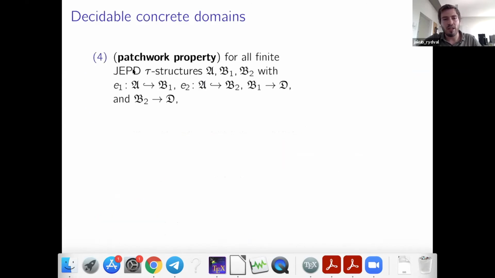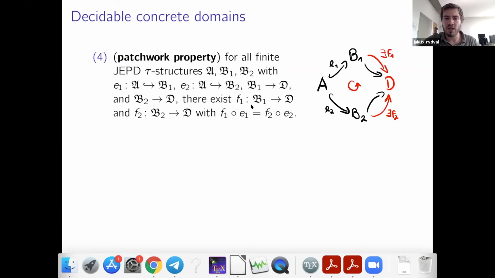Okay, now let's look at the fourth and the fifth conditions. They're a bit more tricky. The first is called the patchwork property, and it requires that for all finite, jointly exhaustive and pairwise disjoint tau structures A, B1, B2, such that A embeds to B1 and also to B2, and there is a homomorphism from B1 to our concrete domain and also from B2 to our concrete domain, there should exist some new homomorphisms, potentially also from B1 and B2 to D, which commute with the original embeddings.